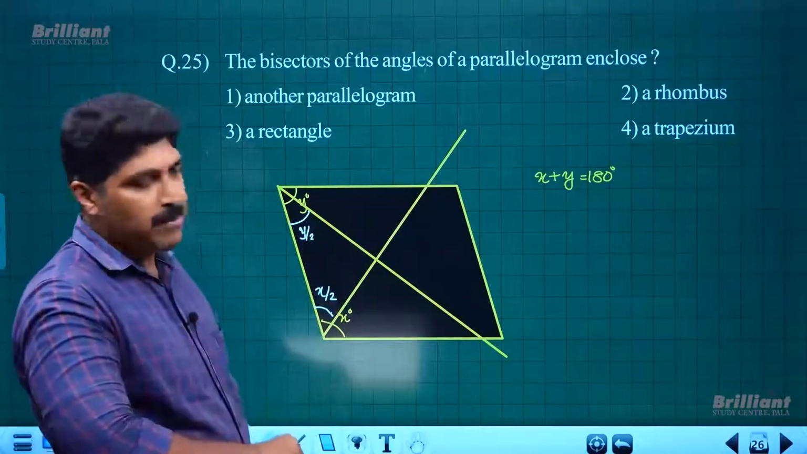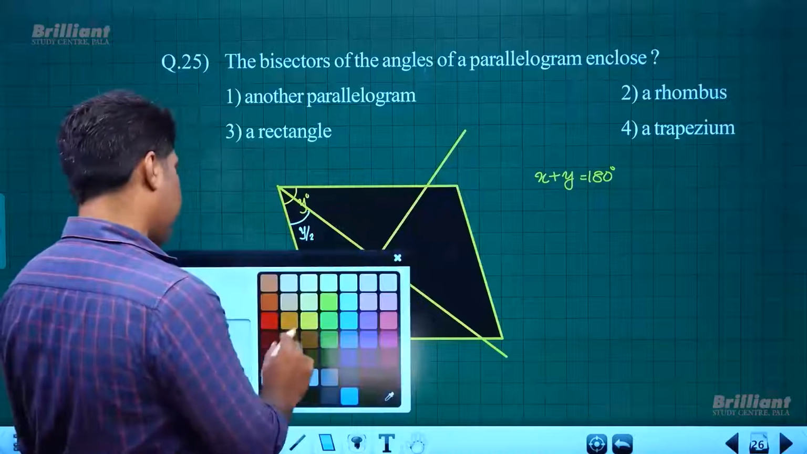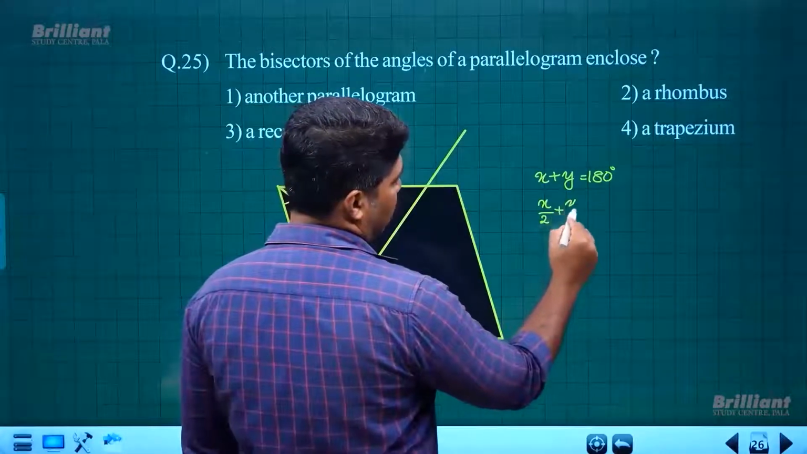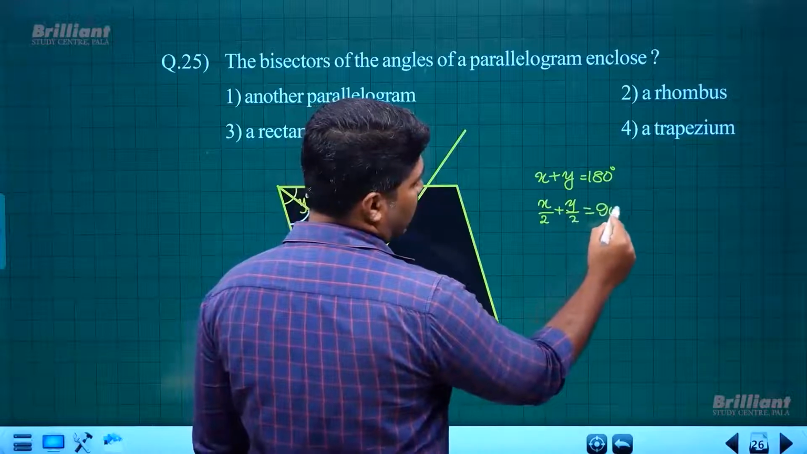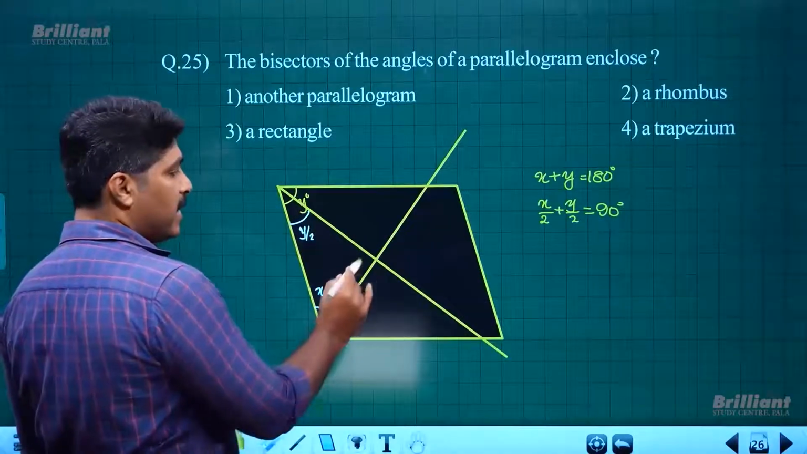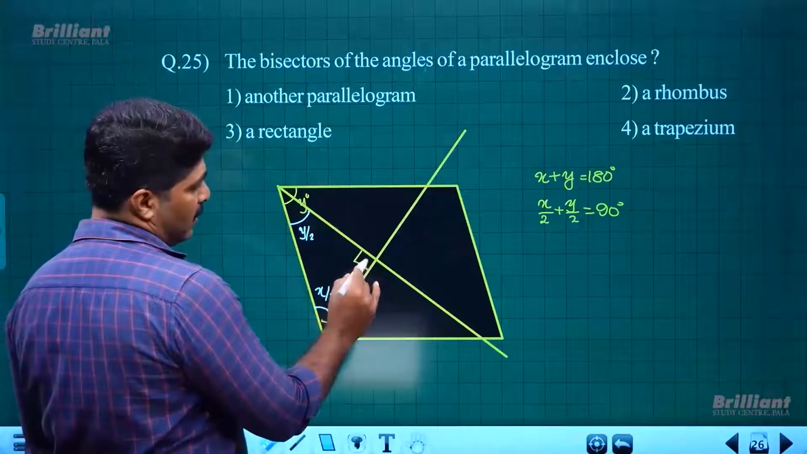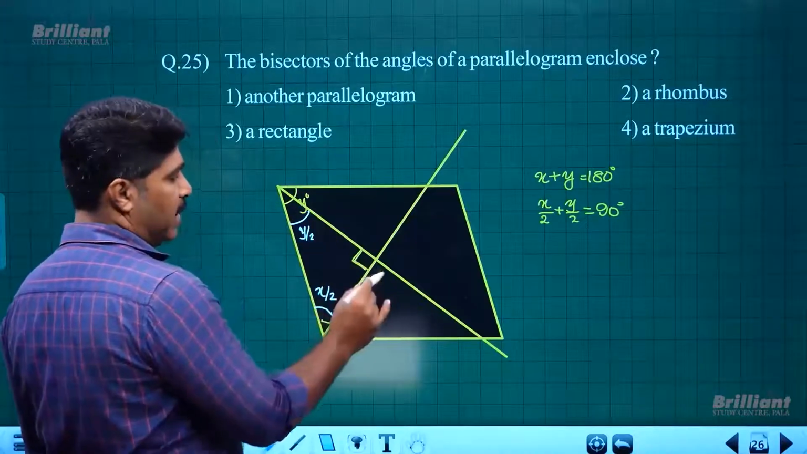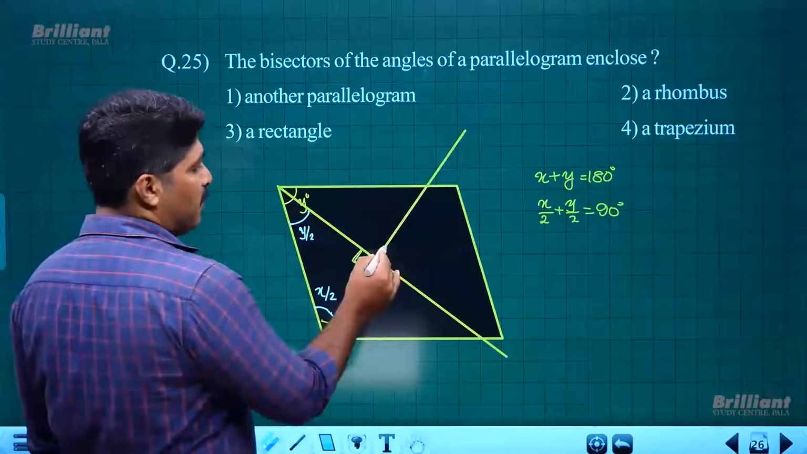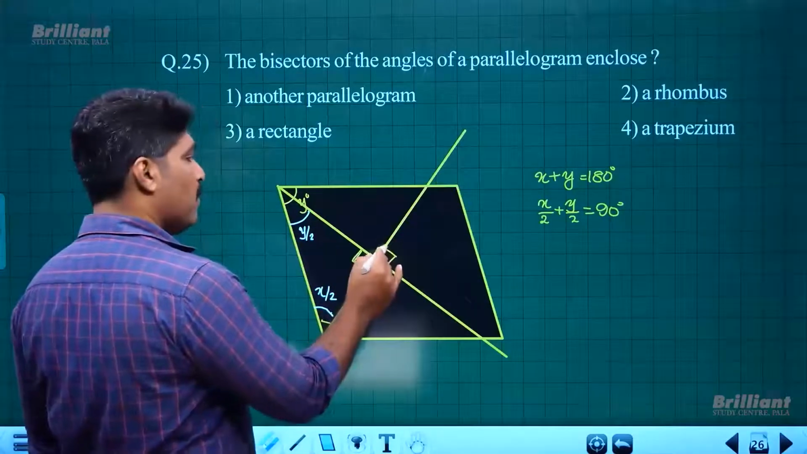So what is x by 2 plus y by 2? x by 2 plus y by 2 is equal to 90 degrees. So the sum of these two angles is equal to 90 degrees, hence in this triangle this angle is a right angle, right? That's the right angle. Therefore this angle is also a right angle.